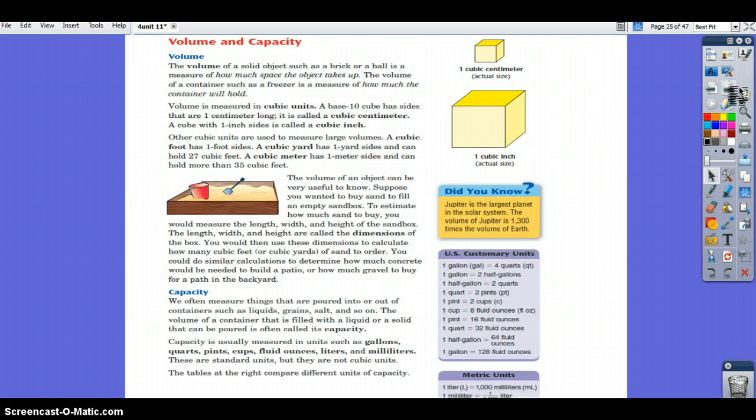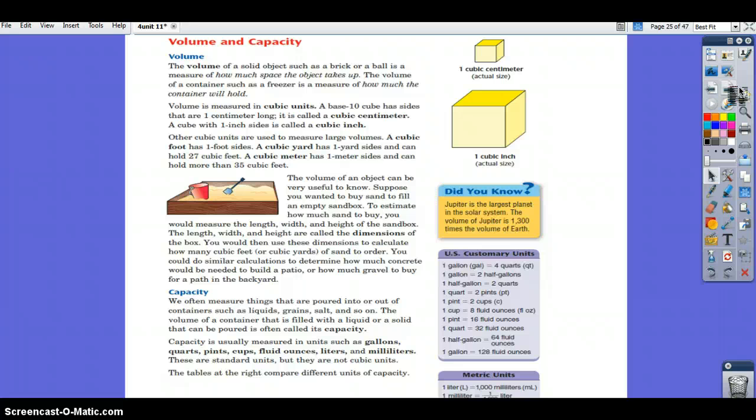Volume and capacity. The volume of a solid object, such as a brick or a ball, is a measure of how much space the object takes up. The volume of a container, such as a freezer, is a measure of how much the container will hold. Volume is measured in cubic units.